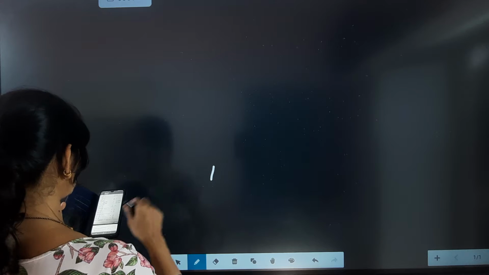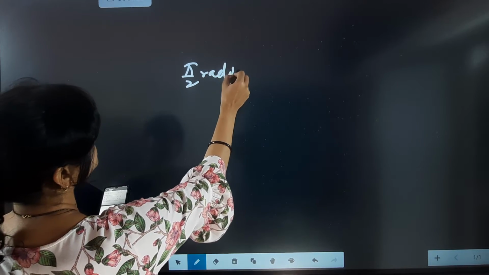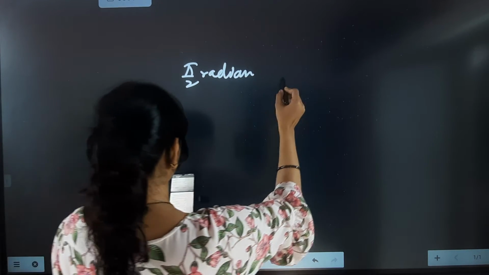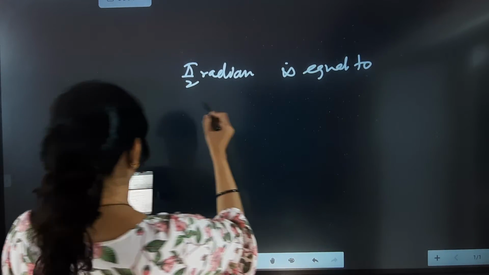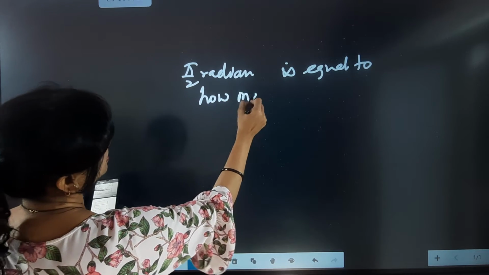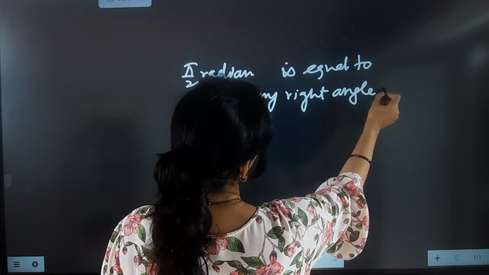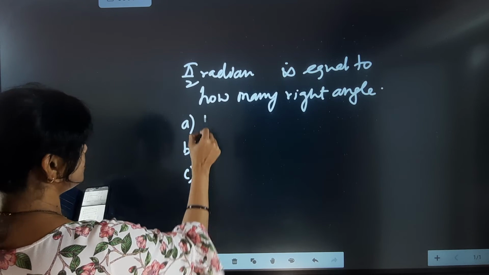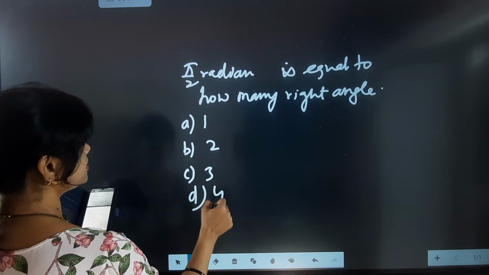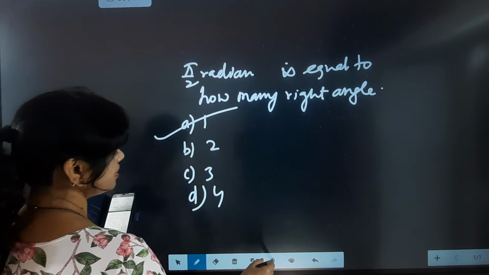Now shall we go for the next question? The next question they are telling is that pi by 2 radian is equal to how many right angles? So we know that pi by 2 radian is how many right angles? Only one right angle. So the answer will be only one. Pi by 2 is 90 degrees, so one right angle will be coming.